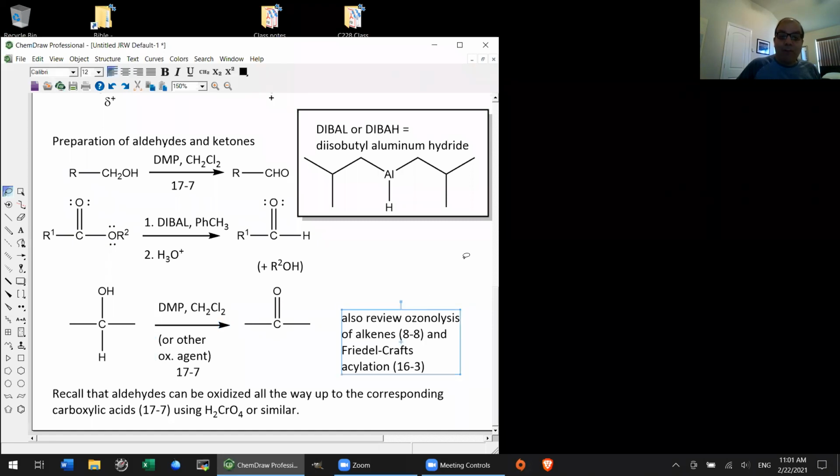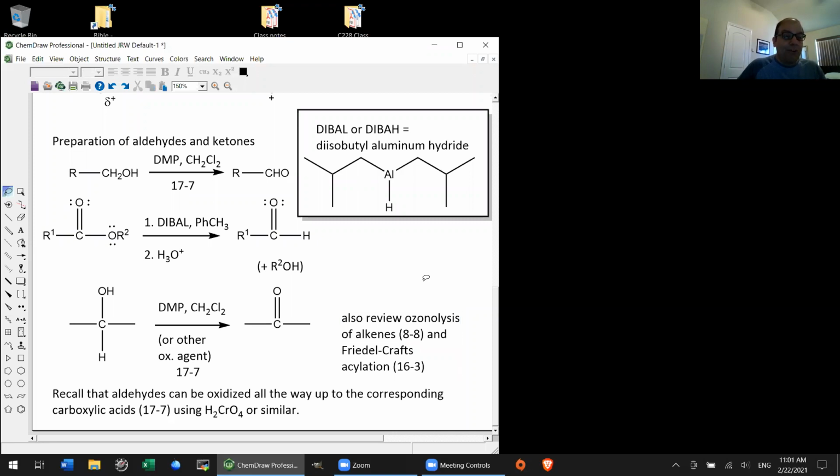Other reactions we already know, and really this one we also already know, that was back in chapter 17. If you've forgotten about ozonolysis of alkenes, please review that. That's another reaction by which we can make ketones or aldehydes. And actually we learned one in this unit. The Friedel-Crafts acylation is a good way of making aromatic ketones. So that's relevant here as well.